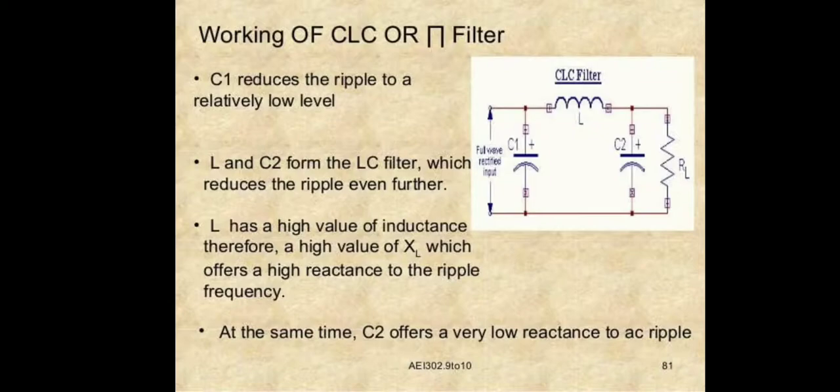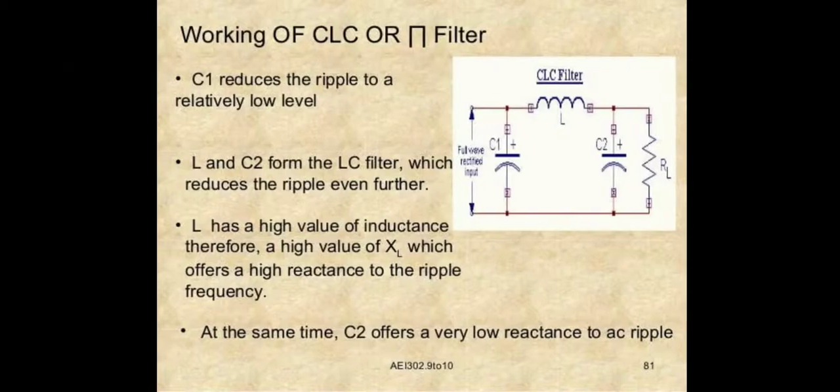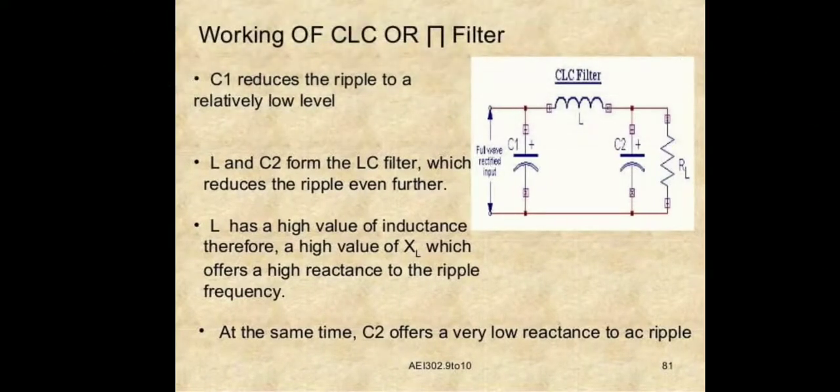The capacitors C1 and C2 provide a low reactance path for the ripple, whereas the series inductor L provides a high reactance to the AC ripples. The combined effect of this is the reduction in ripple and the improvement in the output waveforms.